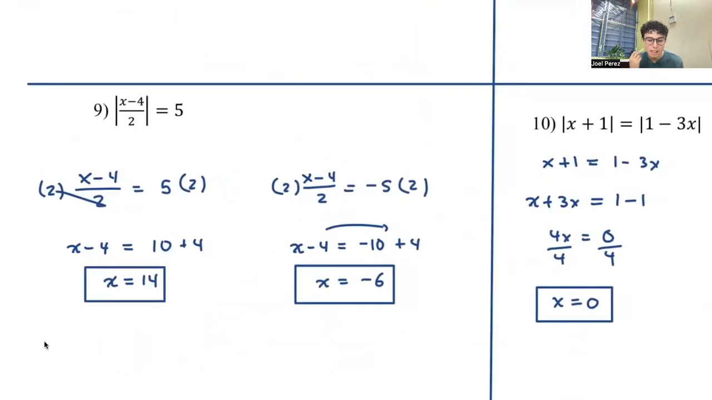On this one is exactly the same, only you have one positive number, one negative number, exactly the same. You multiply by 2 on both sides, x minus 4 equals 10 plus 4. What I did was that I moved this over here, equals 14. You do the same for the right side, times 2 on both sides, and this will equal -10 plus 4 equals -6. These are the two values of the absolute value.